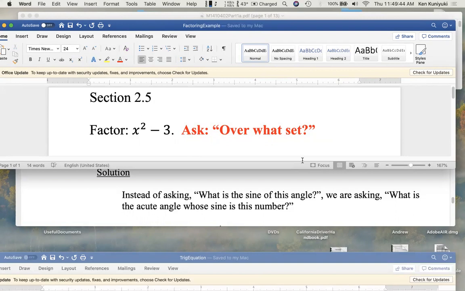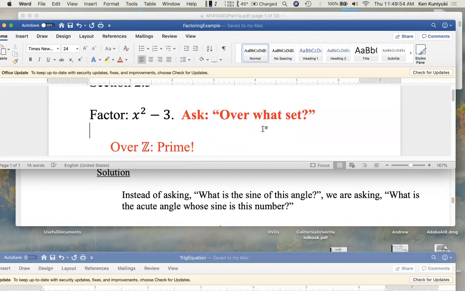If you try to factor this old school over the integers, like you may have tried to do in your old algebra class, guess what? X squared minus 3 is prime over the integers. You cannot break this down any further if you're only allowed to use integer coefficients.